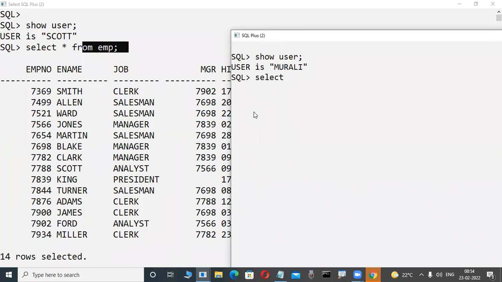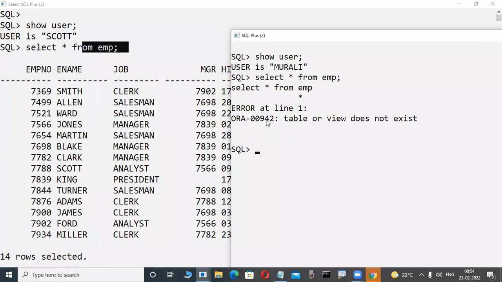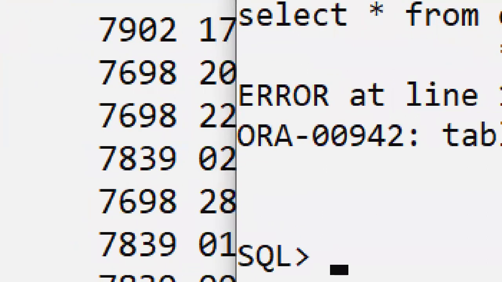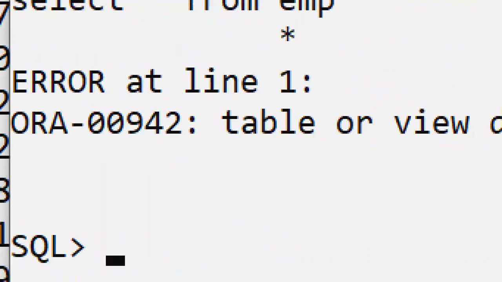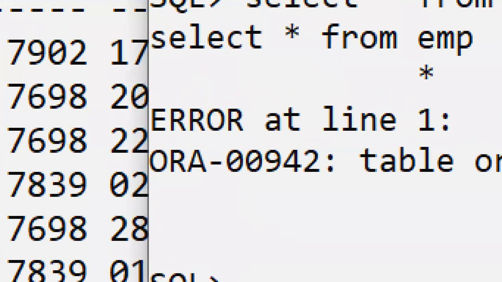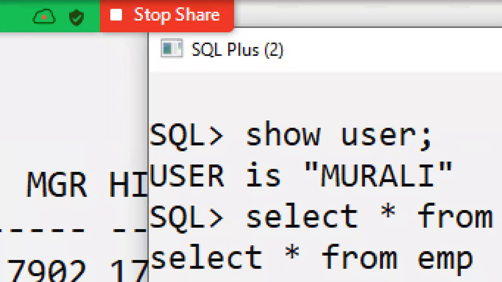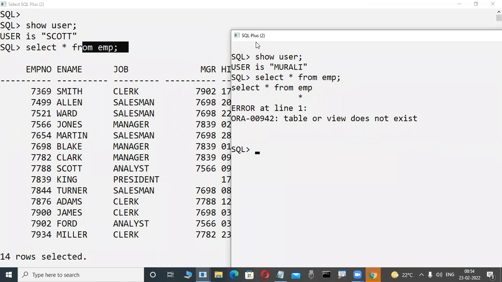Just logically observe here. Logically, first time, select star from the table, EMP. They're using it only like this. It won't work. Here observe, the error is there: table or view does not exist. Okay, another employee's table, this person Murali was unable to access. Okay, fine, yes, but unfortunately one chance is there.